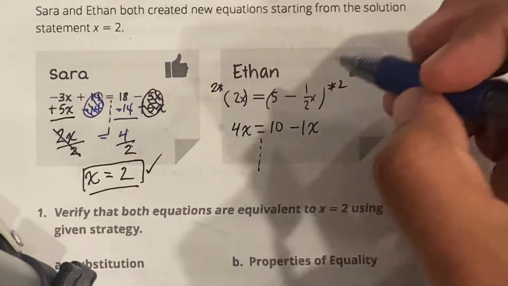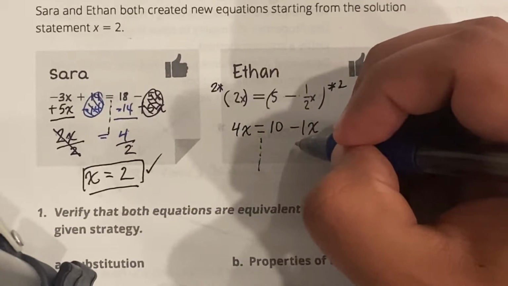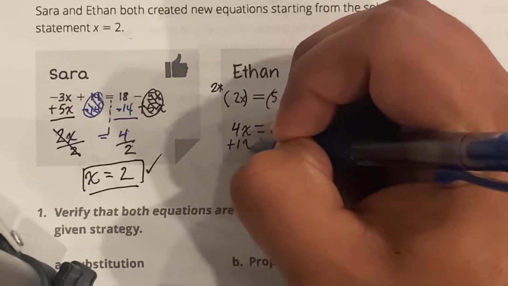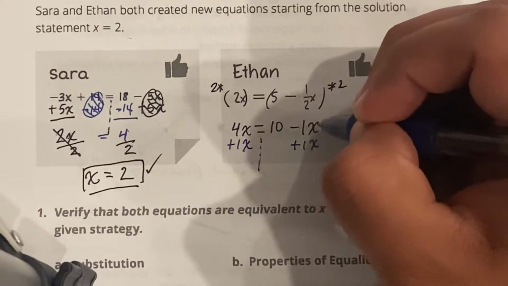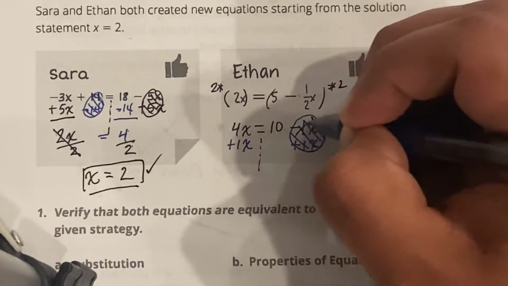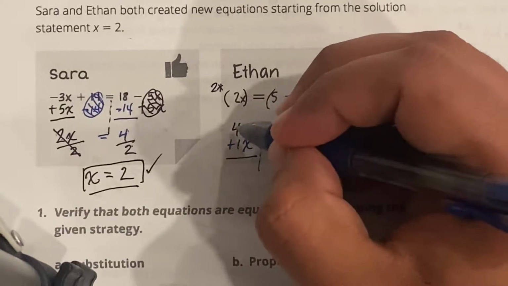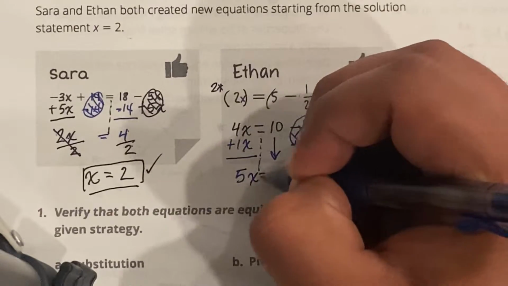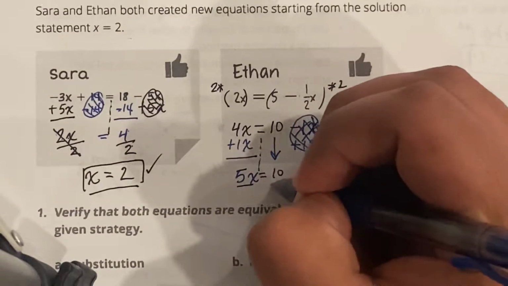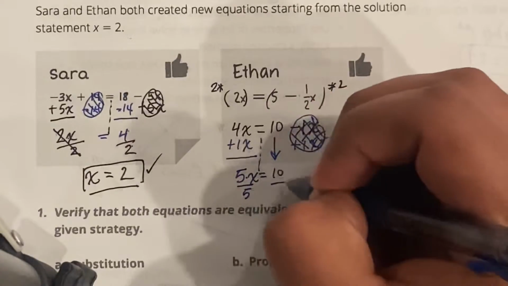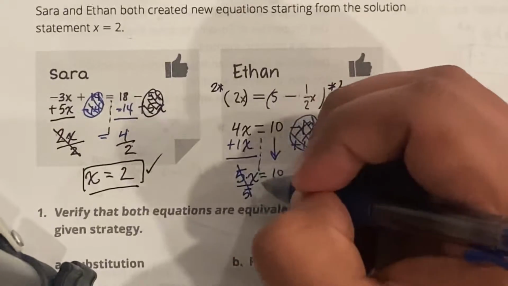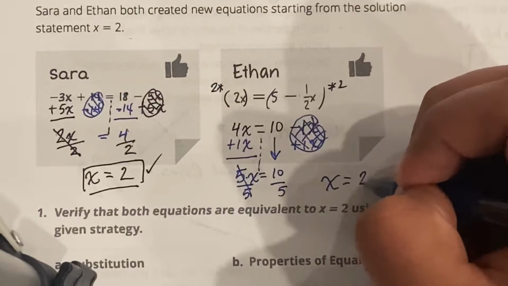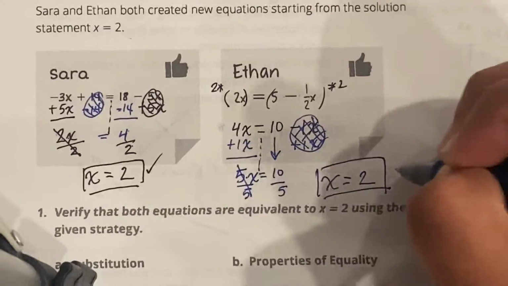Working it out. Moving this negative 1x to the other side, got to do the opposite. Plus 1x. Negative 1 and positive 1 create that 0. 4 plus 1 gives me 5. Bring down this 10. And last but not least, divide by the person in front of x. 5, 5, cancels. X equals 10 divided by 5, 2. Looks good to go.